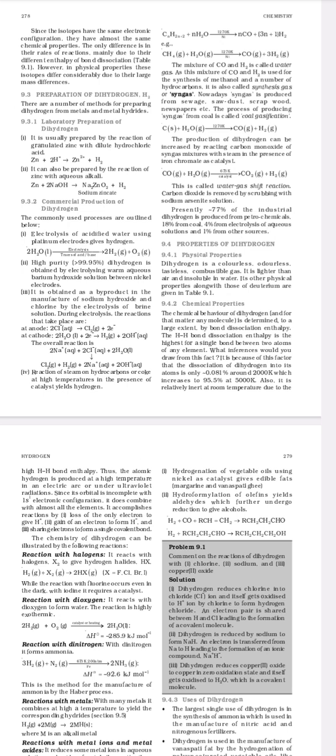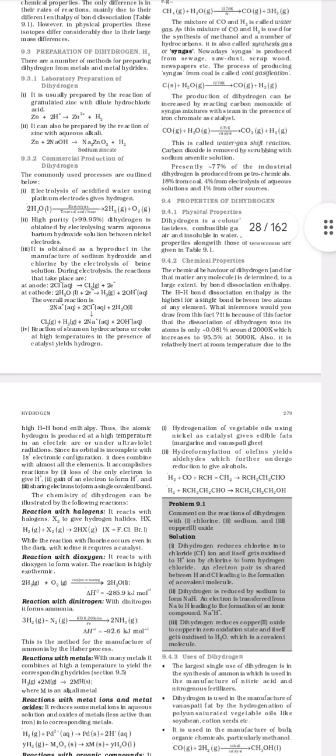So this is the process used to prepare water gas. The production of dihydrogen can be increased by reacting carbon monoxide of syngas mixtures with steam in the presence of iron chromate as catalyst. This is called water gas shift reaction. Carbon dioxide is removed by scrubbing with sodium arsenite solution. Presently, approximately 77% of the industrial dihydrogen is produced from petrochemicals, 18% from coal, 4% from electrolysis of aqueous solutions, and 1% from other sources.